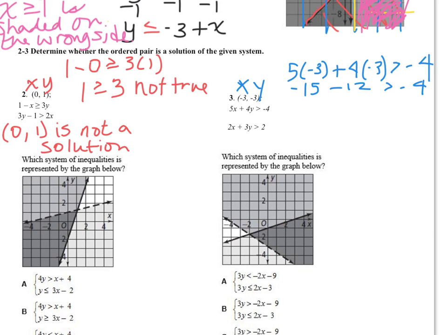Well, -15 minus 12 is -27. Is -27 greater than -4? No. Not true. So -3, -3 is not a solution.